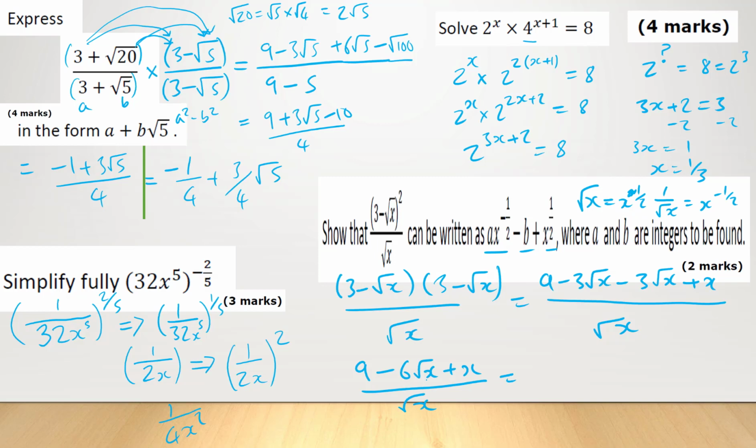So let's split these up into individual terms. So that's 9 over root x, minus, well, 6 root x over root x is just going to be 6. So that gives us the b term, plus x over root x is just going to be x to the half. And so you can see that's actually 9x to the minus a half, minus 6, plus x to the half, and that question is done. Perfect.